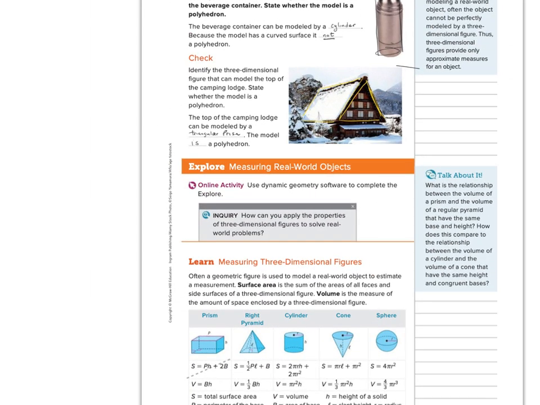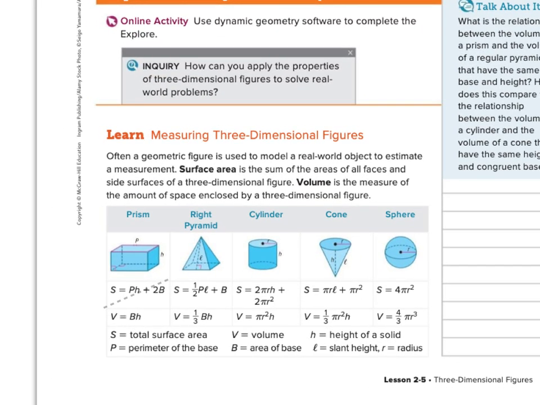Now, here's where we start to actually do the math. These are understanding our definitions. Now let's look at the math. Measuring three-dimensional figures, understanding surface area, understanding volume. That ties into us learning perimeter, learning area, and learning circumference. So keep those things in mind that we're now just using that information.